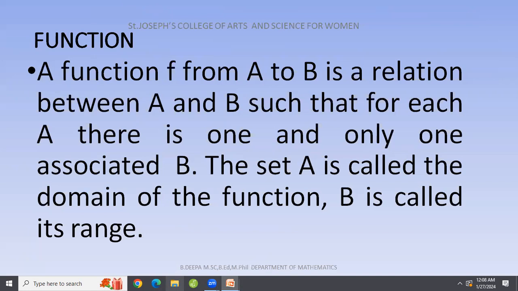We have studied so many functions: even function, odd function, one-one function, many-one function, onto function, modulus function, additive function, and continuous function.